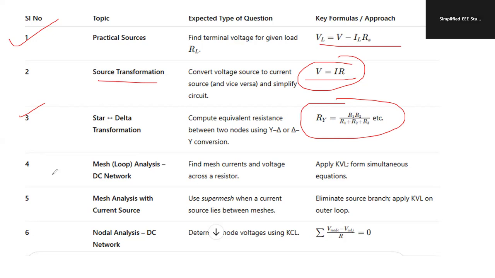Then mesh analysis. In mesh analysis, you identify the unknown currents. In node analysis, you calculate the unknown voltages. For node analysis, you can use the formula (V node minus V adjacent node) divided by R, which gives current. The sum of currents meeting at a junction is equal to 0. So these formulas should be known to you to solve the numerical examples.